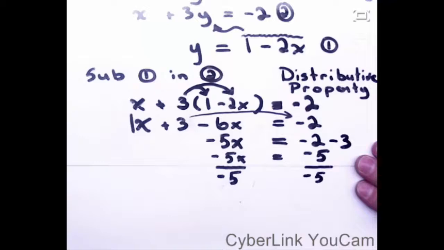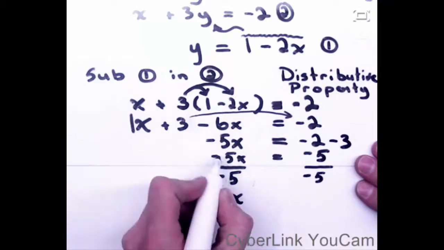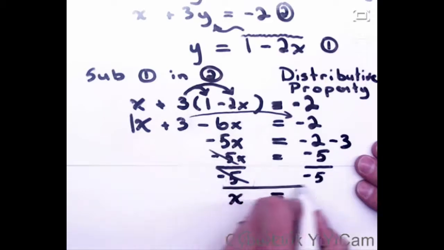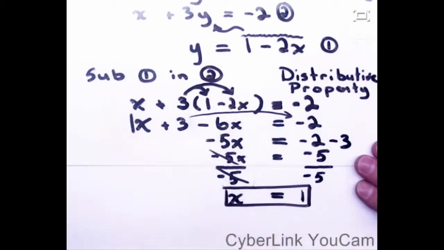Okay, so let's update. Minus 5 divided by minus 5, you would just be left with x. Cancel those out. Carry your equal sign down. Minus 5 divided by minus 5 is 1. Okay. So we've realized x is 1.